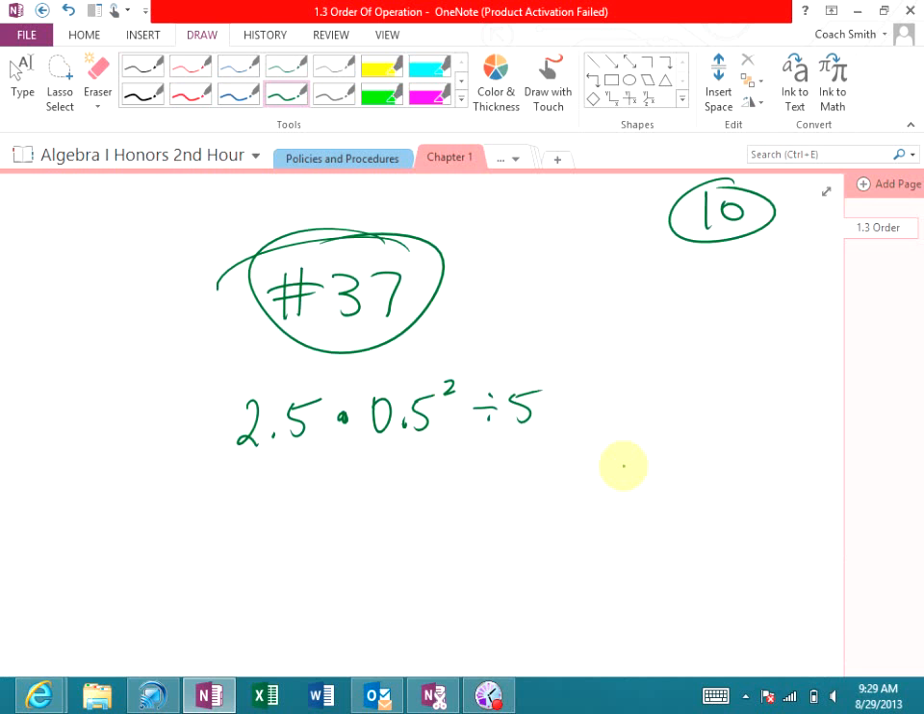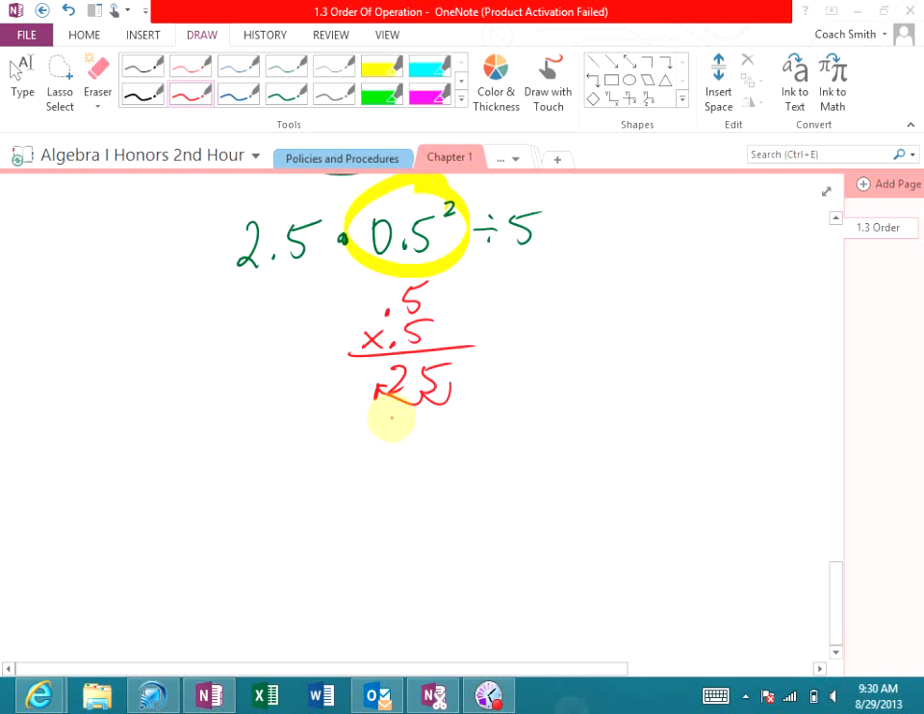Let's look at why it's that. The first thing that we have to do is 0.5 squared. That's the first thing we have to do. So when we have 0.5 squared, that is 0.5 times 0.5. Well, 5 times 5 is 25. I have 2 decimal places, so I have to move it 2 places. So that gives me 2.5 times 0.25 divided by 5.